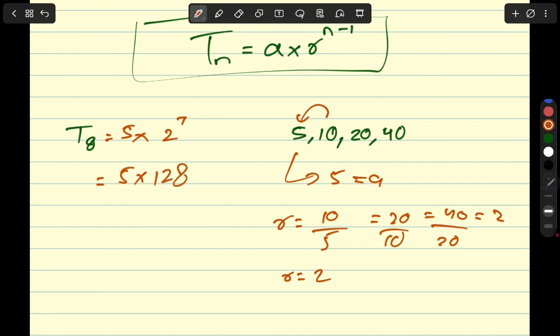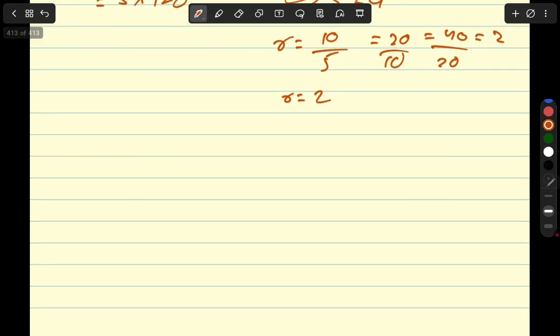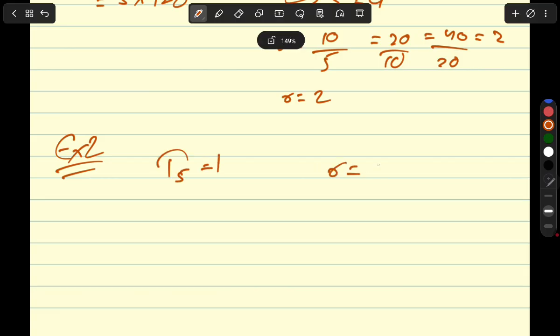So this is how you have to do it: 5 multiplied by 128. Okay, now what if I give you another example and I want you to pause the video and solve it. The fifth term is 1 and r is 1/2. I want you to find term 8. So pause the video, solve it. I hope you have solved it. Now let me do it for you.